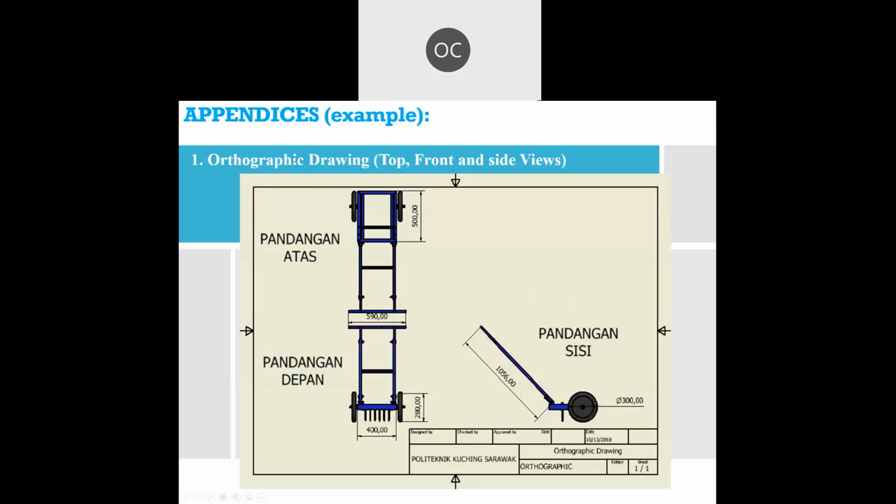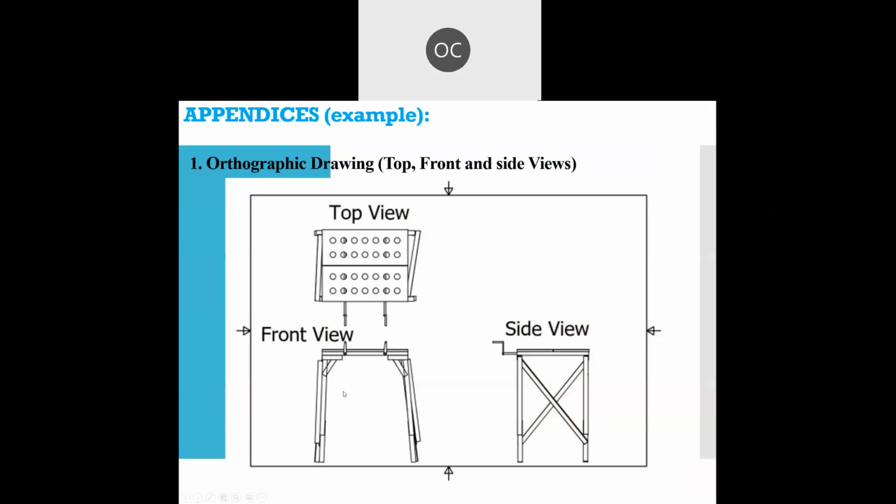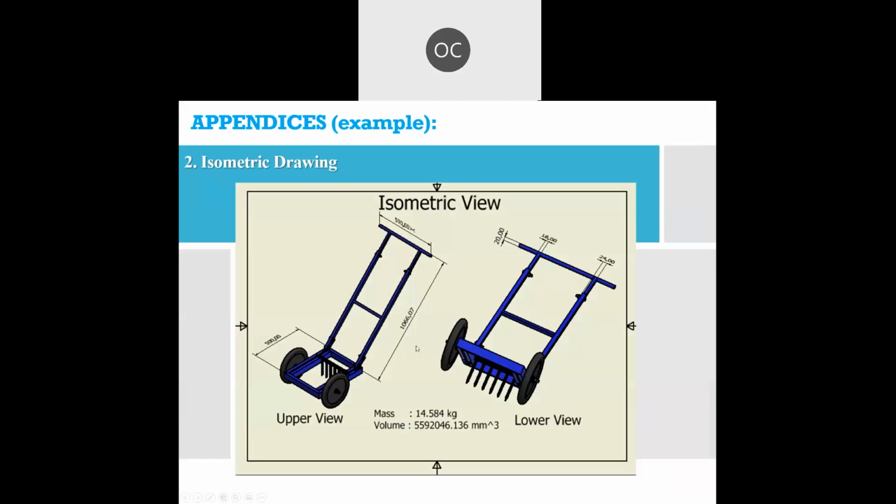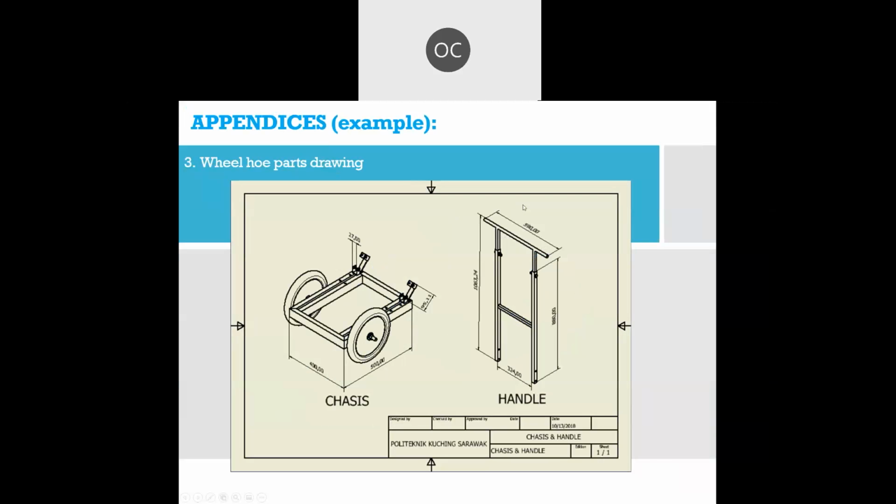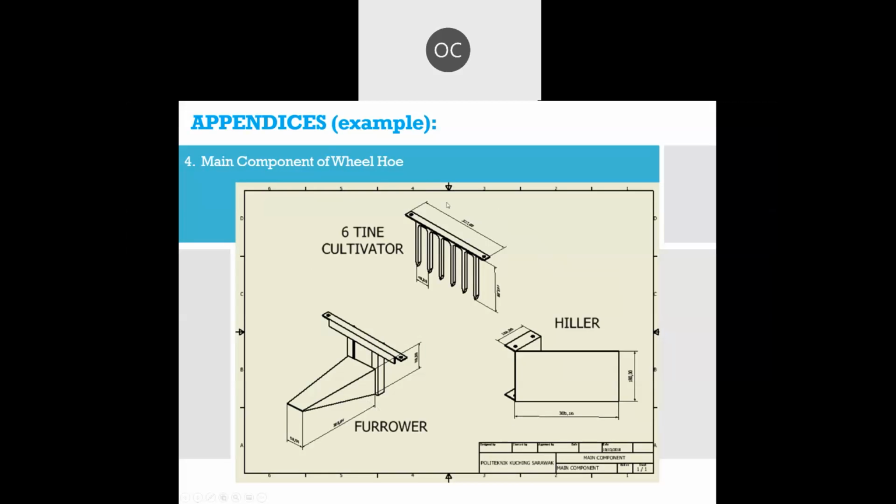So whatever is in the appendix, this will be the example of it. You can put in top view, front view, side view, or maybe you want to have an isometric view. So you have those options. All the parts. So I think that's all for chapter 3. Hopefully you are able to come up with a draft of chapter 3. Then we can discuss about it.